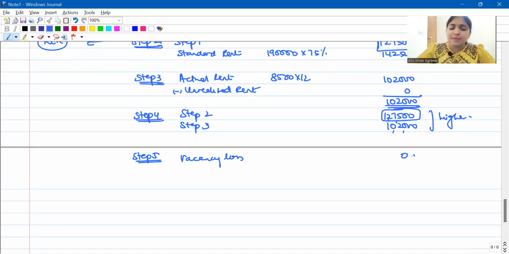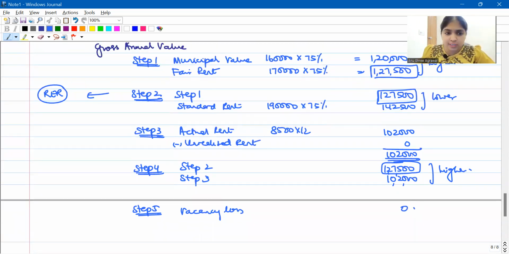No. Everybody has their own method of computing GAV. These are the steps which I generally follow. When I come to vacancy loss, I tell students that if step 2 was higher, then you do not consider vacancy loss. If step 3 was higher, then you subtract vacancy loss. What we do is actual rent we consider for all 12 months. Even if it was vacant, we consider for all 12 months. Okay, because vacancy loss will anyways be covered in step 5.